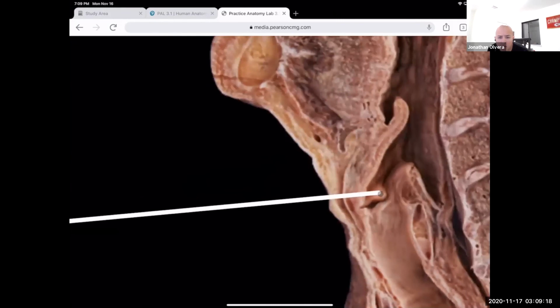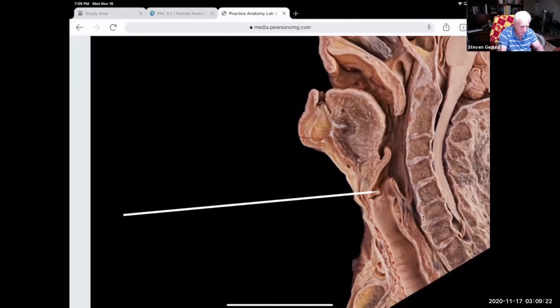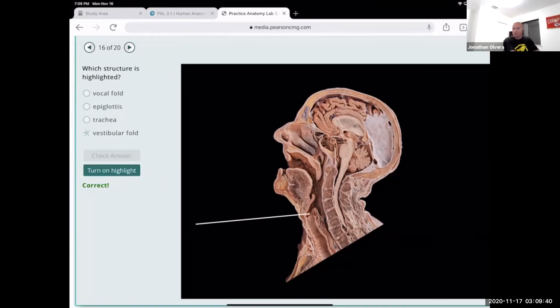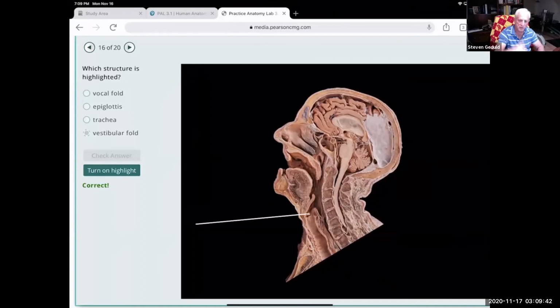That looks like it's pointing to the superior one. Looks like the superior, looks like the vestibular fold. Perfect. Yep. And the vocal fold is one below it. It's kind of hard to see, but it has to be the vocal fold or vestibular fold. And the vestibular fold is on the top. The vocal fold is where the voice gets produced, underneath that one, when the air passes between the two.